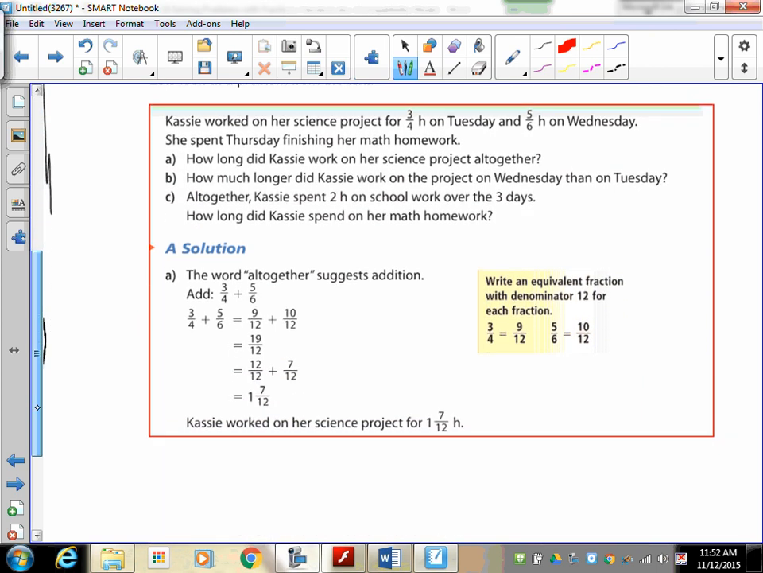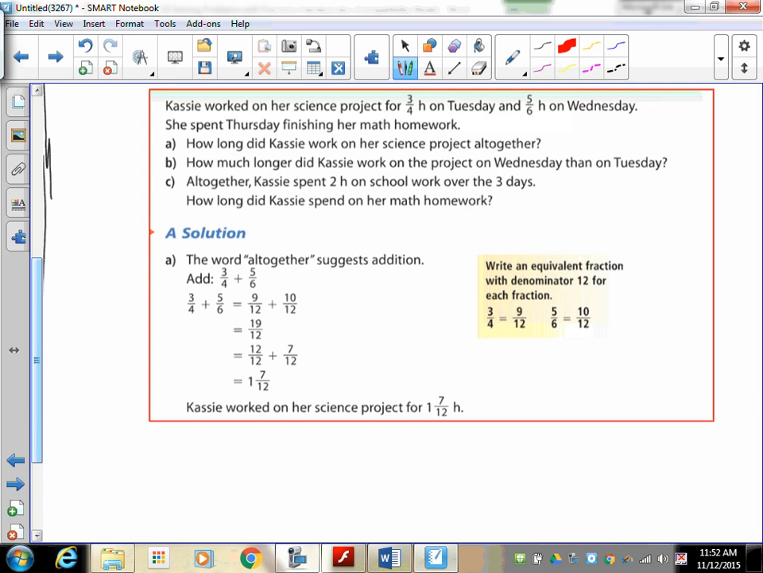So let's take a look at a problem from the textbook. Cassie worked on her science project for 3/4 of an hour on Tuesday and 5/6 of an hour on Wednesday. She spent Thursday finishing her math homework. First question part, how long did Cassie work on her science project together? Well, she worked on it for 2 days, Tuesday and Wednesday, 3/4 of an hour on one day and 5/6 of an hour on the second day. So if it wants it all together, this word altogether means to put it all together. So 3/4 plus 5/6. And you can see here that they've done that.